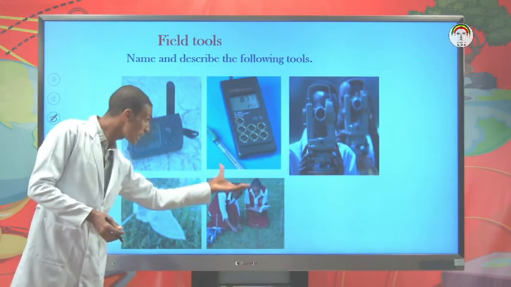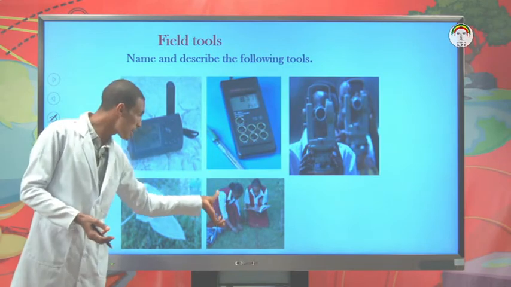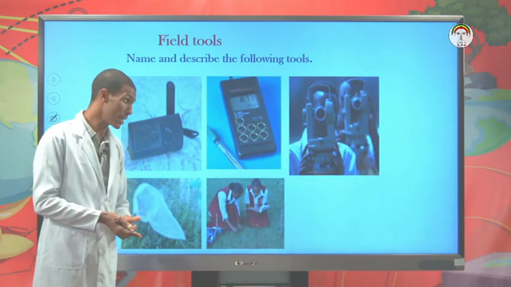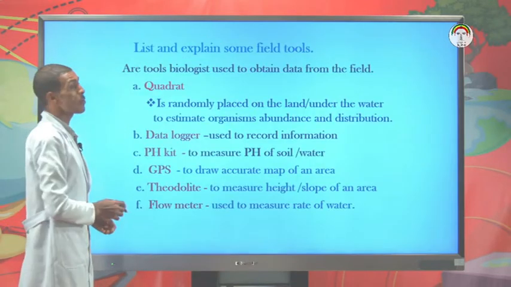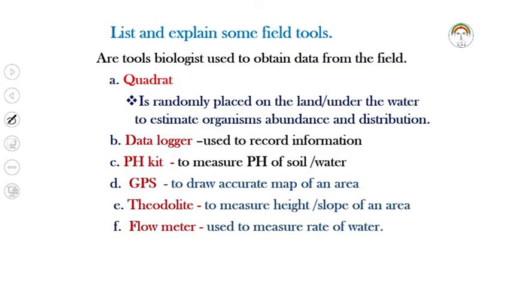Whereas the quadrat is very important in studying the distribution and abundance of an organism in a certain area. So, to see one by one, the quadrat can be placed on the water, and it can be placed on the land. It is very important in estimation, and it is random, by the way. The quadrat is a random system. It cannot give an accurate number of the organisms that we are going to study.